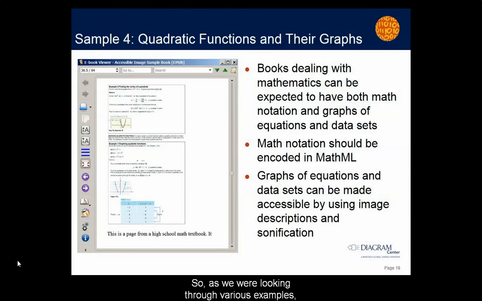So as we were looking through various examples, of course, we wanted to be sure to cover mathematics. Math is something you're going to cover anywhere in education. And so what we did in this case was we took a sample page from a beginning and intermediate algebra textbook. Of course, there were plenty of pages we could have chosen, but we went with one that had both math notation and also some graphs of equations, because these are quite common in math textbooks. So, of course, the short version of the presentation is to say that math notation should be encoded in MathML.